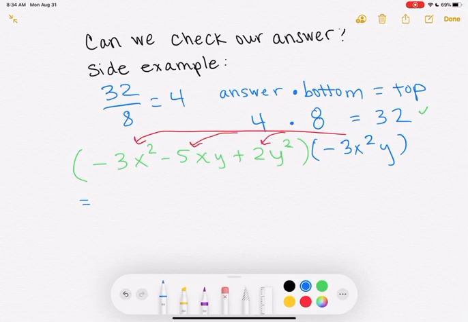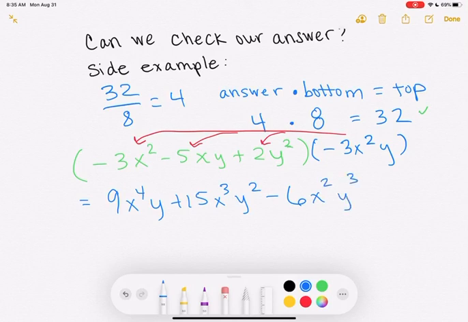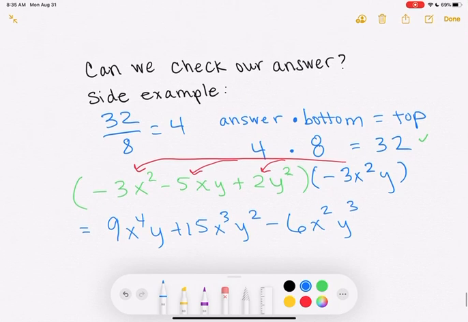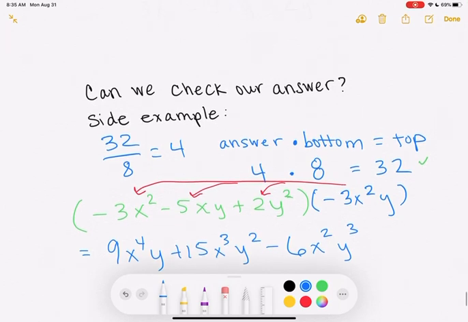All right, so hopefully you did negative 3 times negative 3 to get a positive 9. x squared times x squared is x to the 4th, y. A minus 5 times minus 3 is a plus 15. Add our exponents, x to the 1 times x squared is x cubed. y and y is y squared. 2 times negative 3 is a negative 6, just x squared. And y squared times y is y cubed. So now, if you go back and look, 9x to the 4th y plus 15x cubed y squared minus 6x squared y cubed. Hopefully that's what was up on the top.